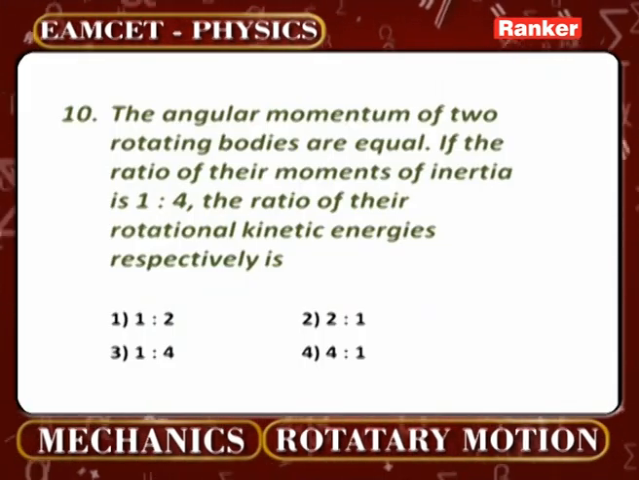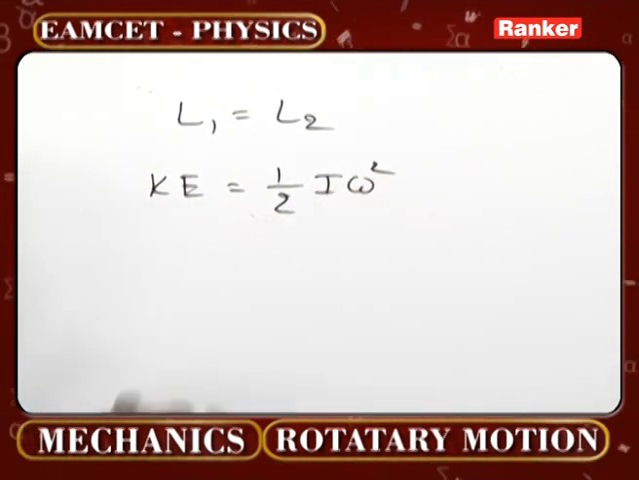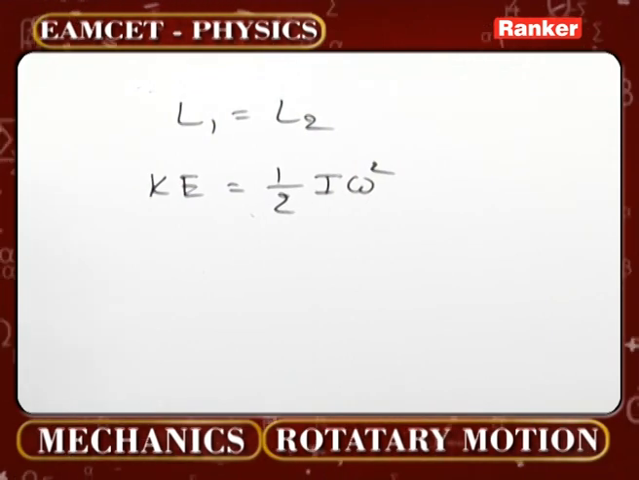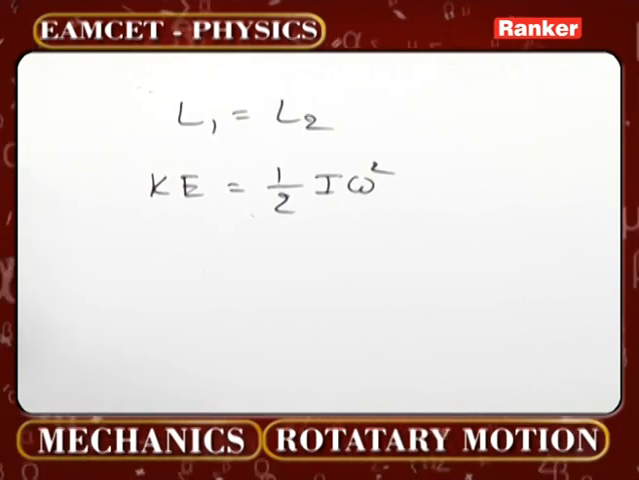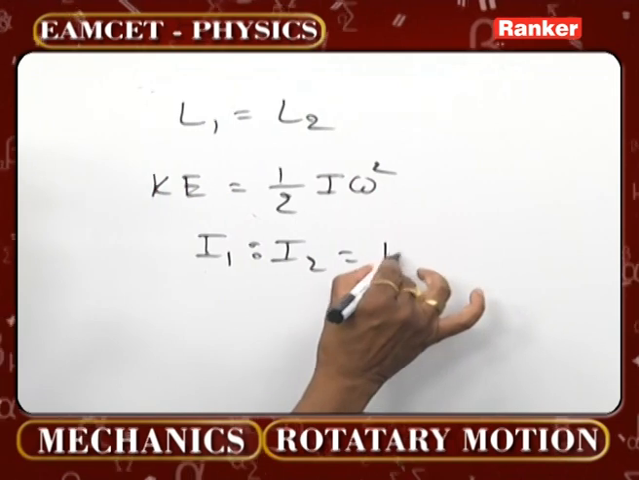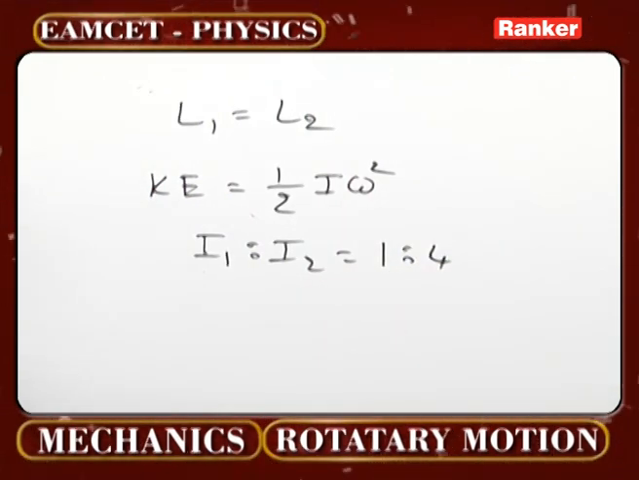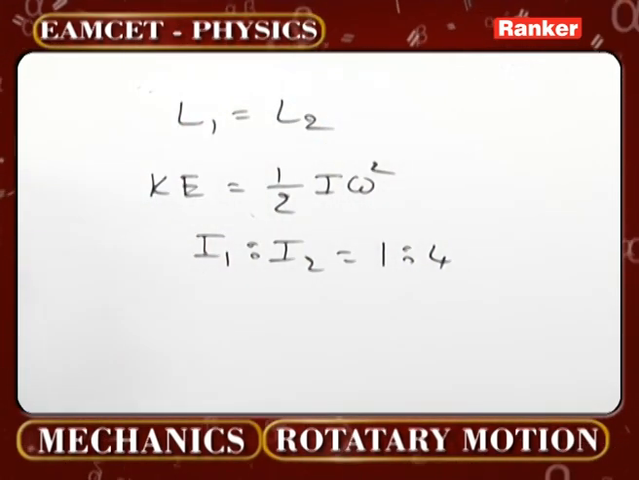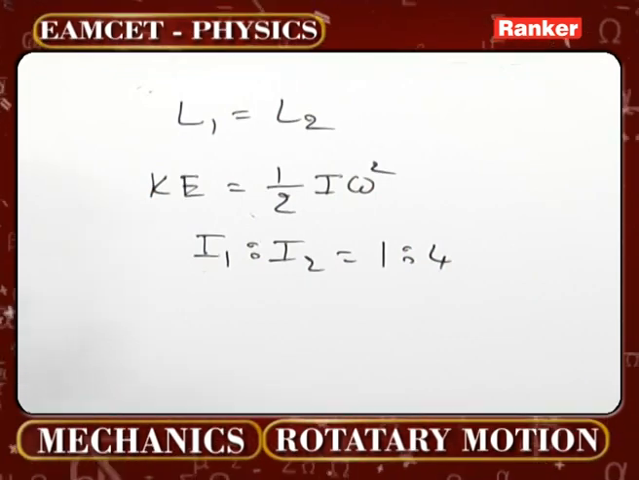What is the kinetic energy formula? Half I omega square. That is the general equation. Now what are the values given? Moments of inertia 1:4, that is given there. The ratio of moments of inertia I1 is to I2, that is given 1:4. And angular momenta are given, L1 is equal to L2. And what is the value asked here? The ratio of their rotational kinetic energies.